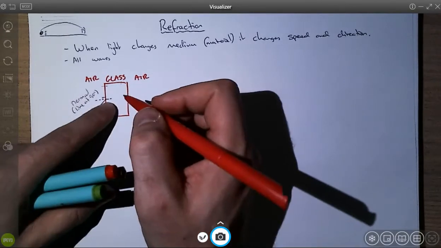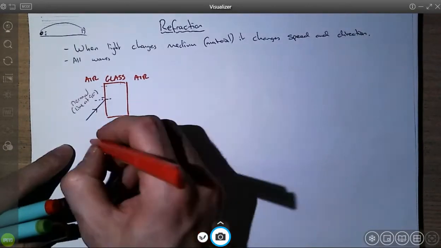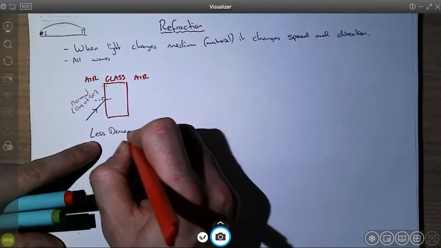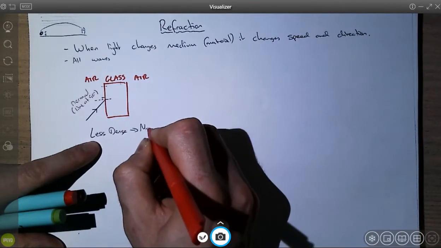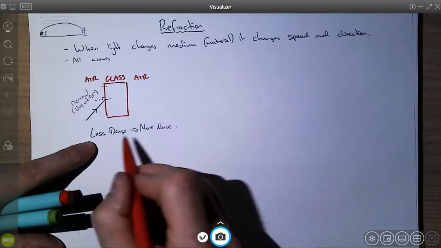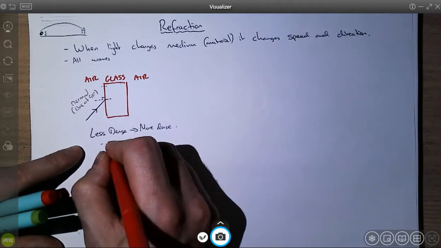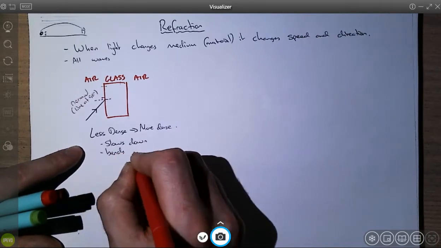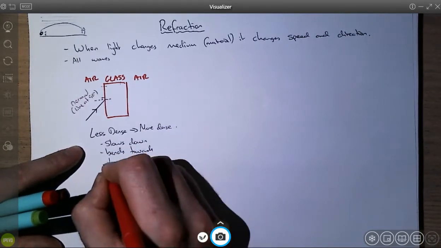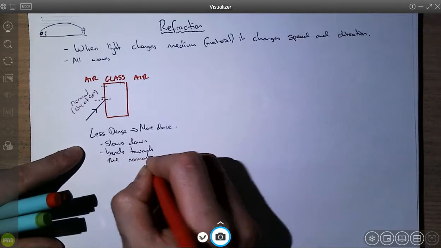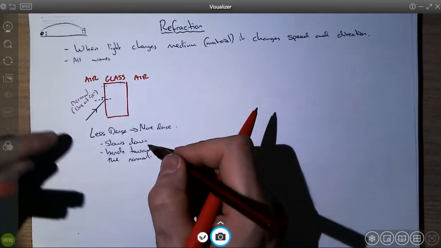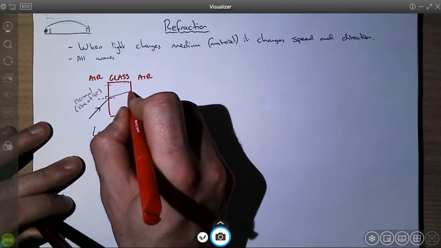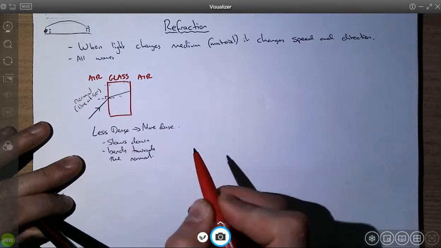So now we need to decide what's going on. So here we're going from air to glass. So we're going from less dense to more dense. So when something goes from less dense to more dense, what does it do? It slows down and it bends towards the normal. All right, so really simple. We've really simplified this as much as we possibly can. So now on our diagram, we can draw it bending towards the normal, so towards this way, the normal.